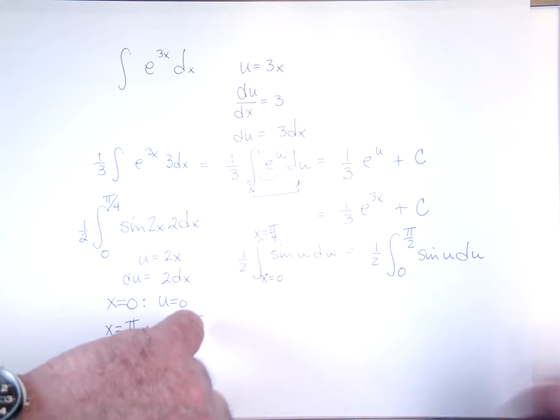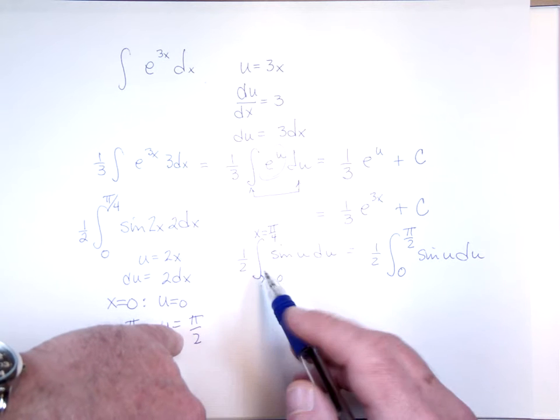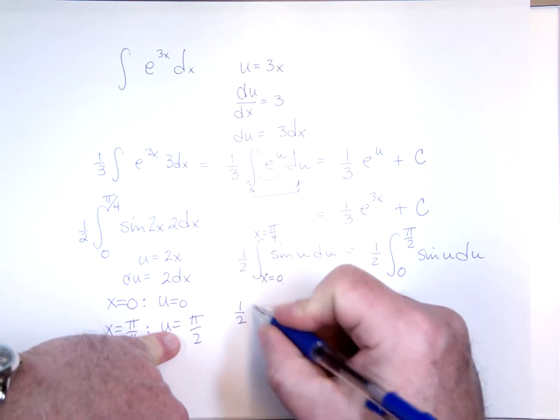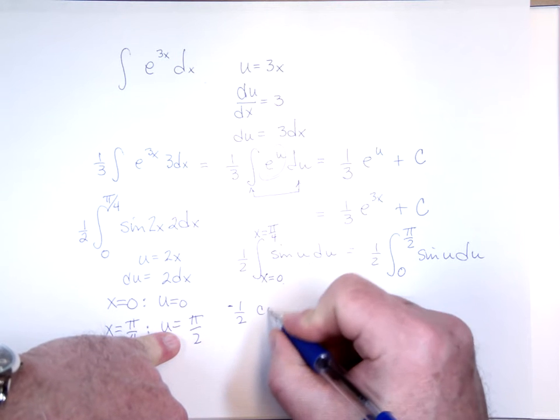Okay. What's the integral of sine u? Negative cosine. I'll take the negative out front. Cosine u. Okay. But I have x limits here.